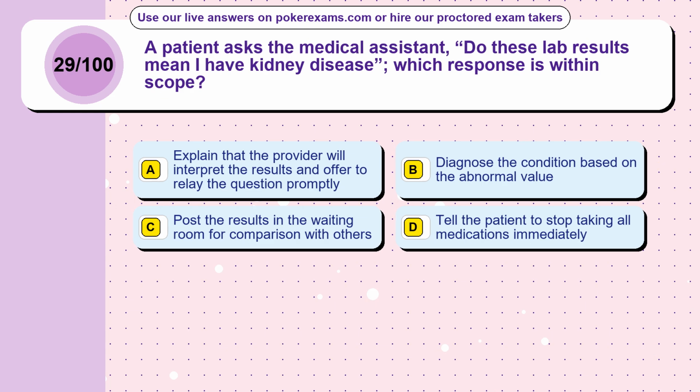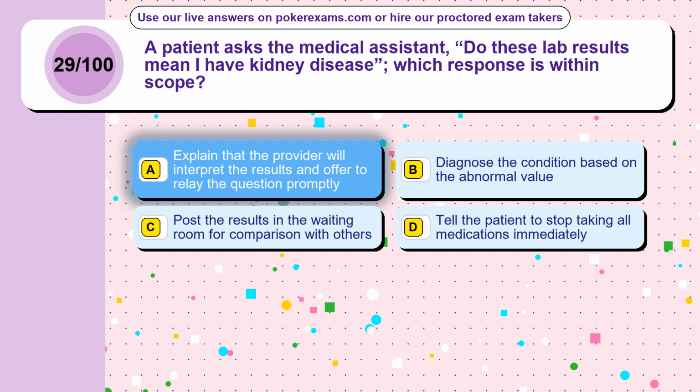Question 29. A patient asks the medical assistant, "Do these lab results mean I have kidney disease?" Which response is within scope? Option A, explain that the provider will interpret the results and offer to relay the question promptly. Option B, diagnose the condition based on the abnormal value. Option C, post the results in the waiting room for comparison with others. Option D, tell the patient to stop taking all medications immediately.